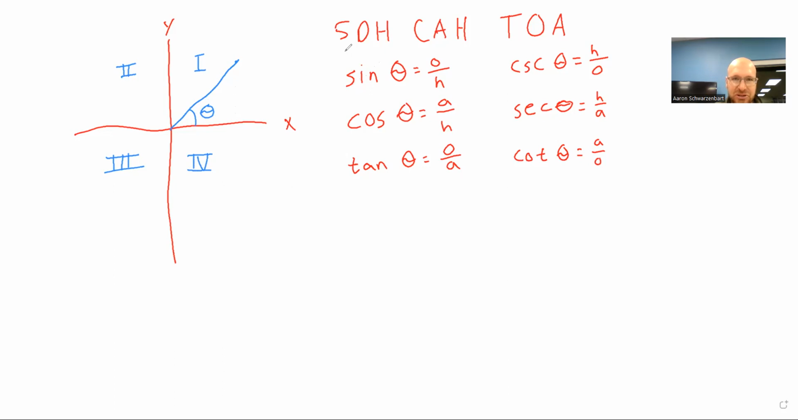Okay, and hopefully you've heard SOHCAHTOA before. It's a little way of helping us remember our trig functions. Sine of some angle equals opposite over hypotenuse. Cosine of some angle equals adjacent over hypotenuse, and tangent equals opposite over adjacent. Those are our three basic trig functions. They're on the face of your calculator, and they work.